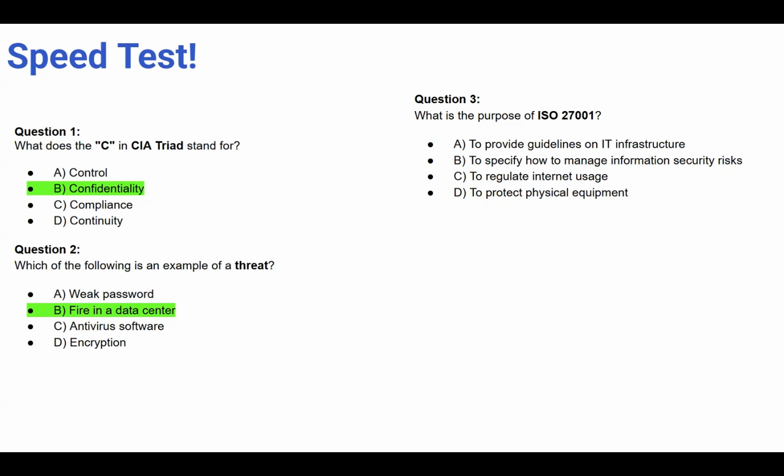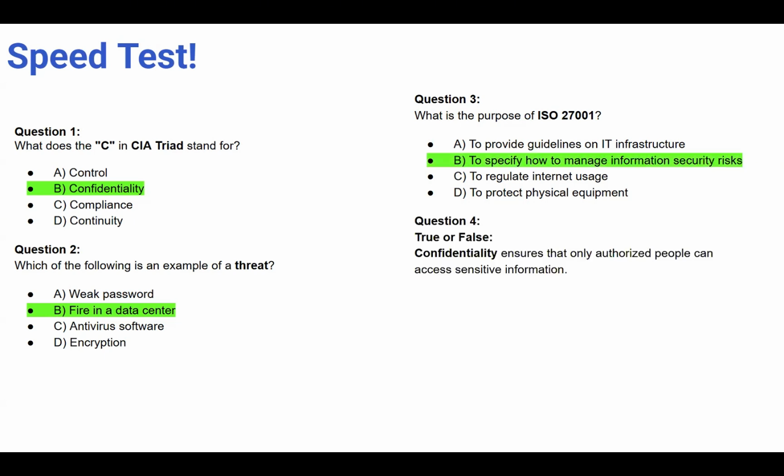The third question, what do you think is the purpose of the ISO 27001 standard? Is it to provide guidelines on IT infrastructure? Is it to specify how to manage information security risks? Is it to regulate internet usage or to protect physical equipment? Once again, pause, think, answer, and then you can play. Yep, so that will be to help organizations specify how they manage their information security risks. That's one of the key purposes of the ISO 27001 standard.